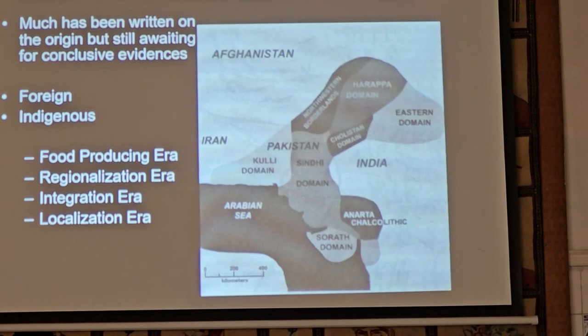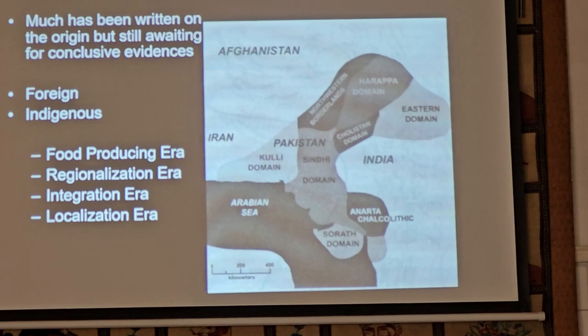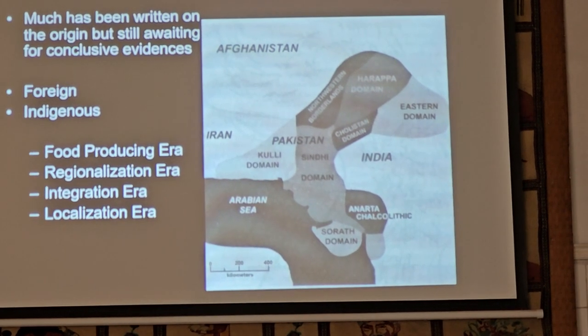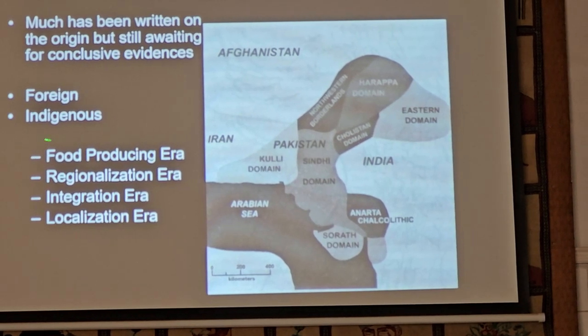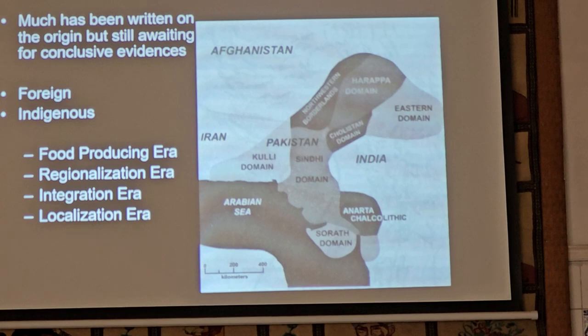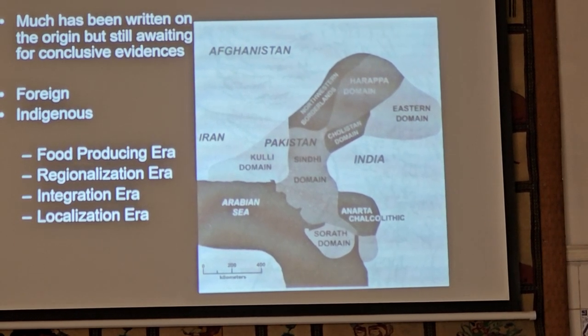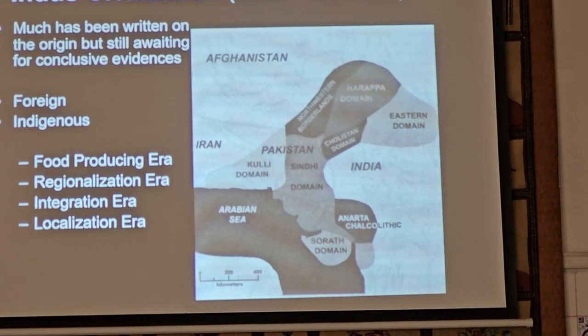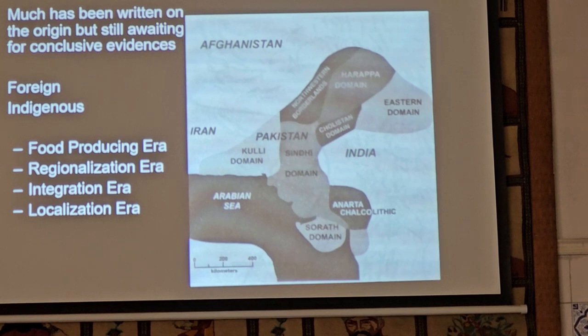And indigenous means that the Indus Valley civilization developed from local cultures. And we now divide the local cultures into these big periods. The first one we know is the food producing era, which is followed by the regionalization era, which is followed by the integration era. And again, it is followed by the localization era.